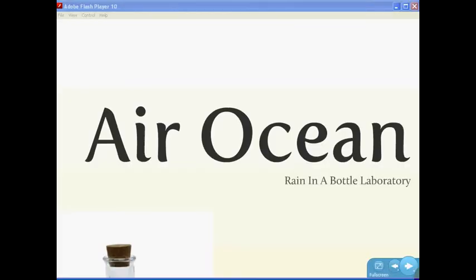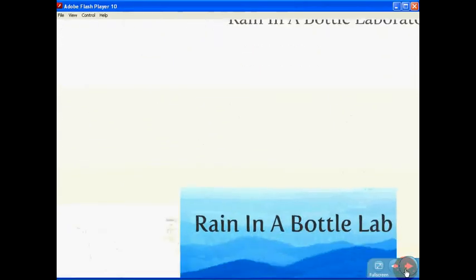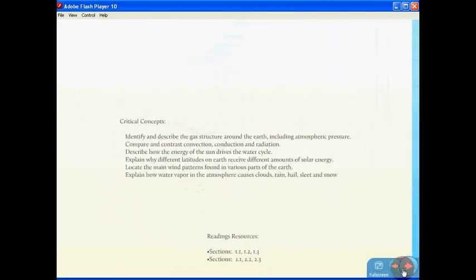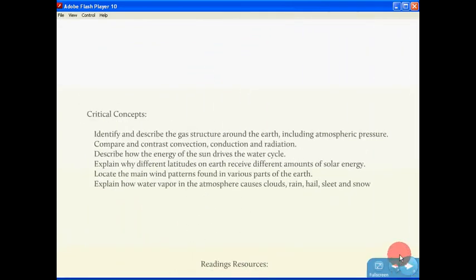Air-Ocean was the unit on meteorology, and our very first lab was called Rain in a Bottle. Rain in a bottle, as it might sound, is about how the water cycle works. So the first thing we did was take a look at the critical concepts, noting that we'd already talked about the atmosphere and the layers of the atmosphere, and that we really should be focusing on the water cycle, about rain, water vapor, and the energy that might have to do with that. That was my first little hint.